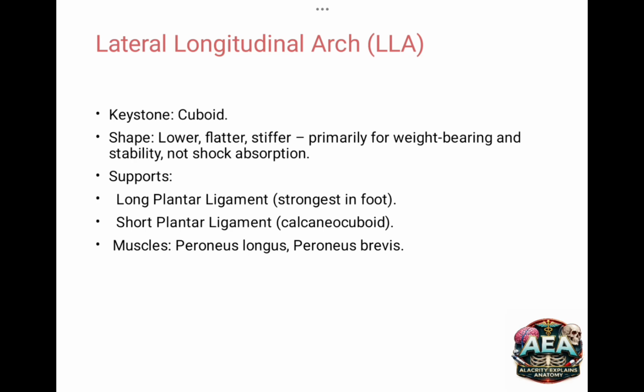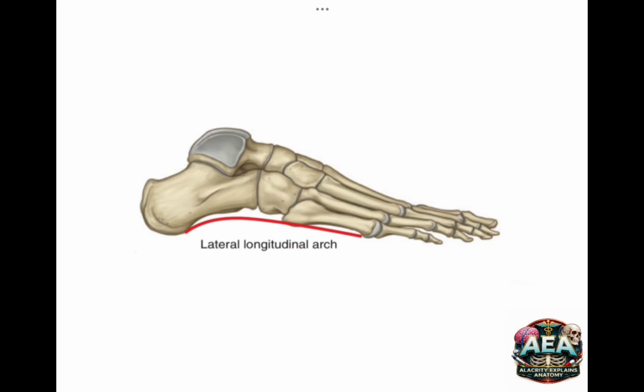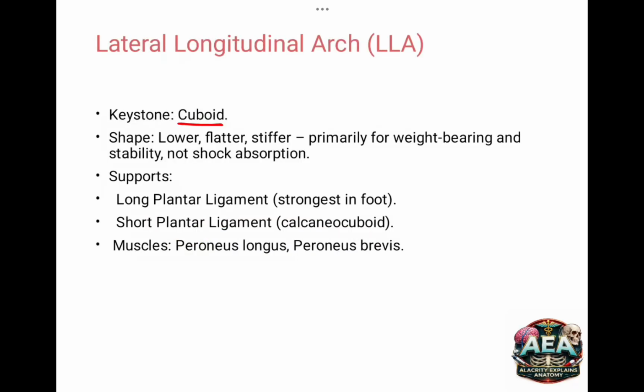Now let's look at the lateral longitudinal arc of the foot. The keystone bone here is the cuboid. The cuboid is the major bone in this arc. Look at this, this is the lateral longitudinal arc. You have it from the calcaneus here down to this point. You see that if you compare it to the medial longitudinal arc, it looks higher.